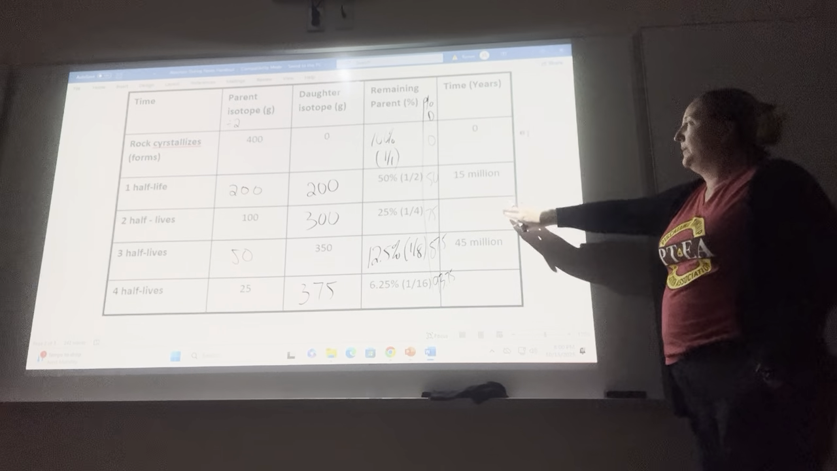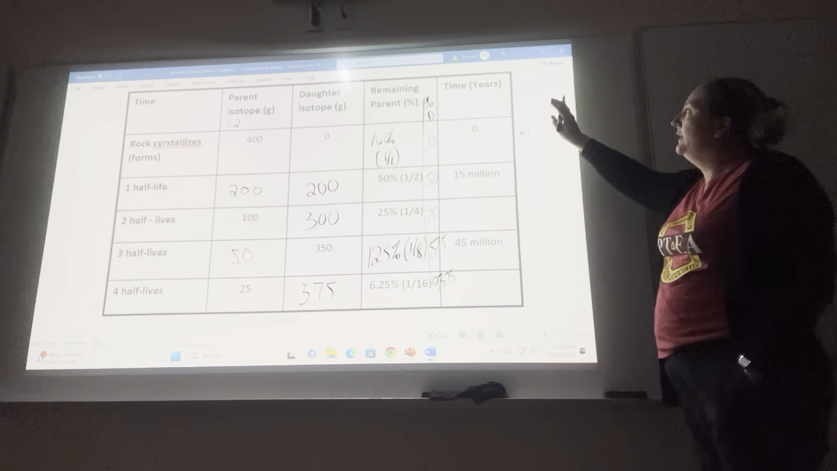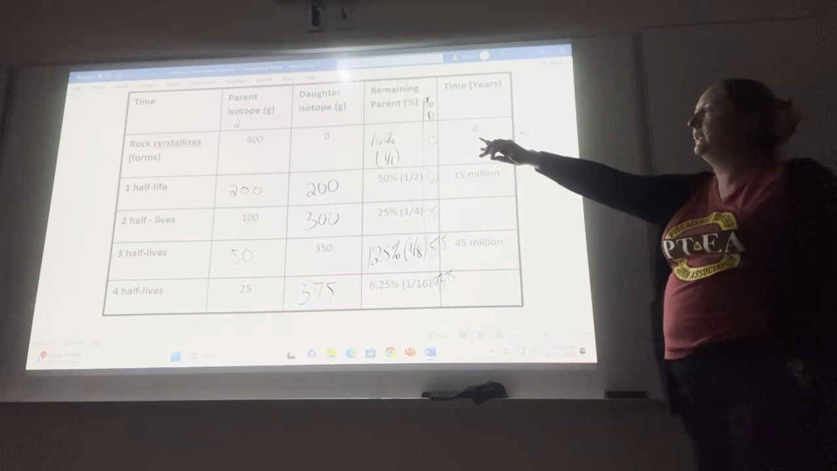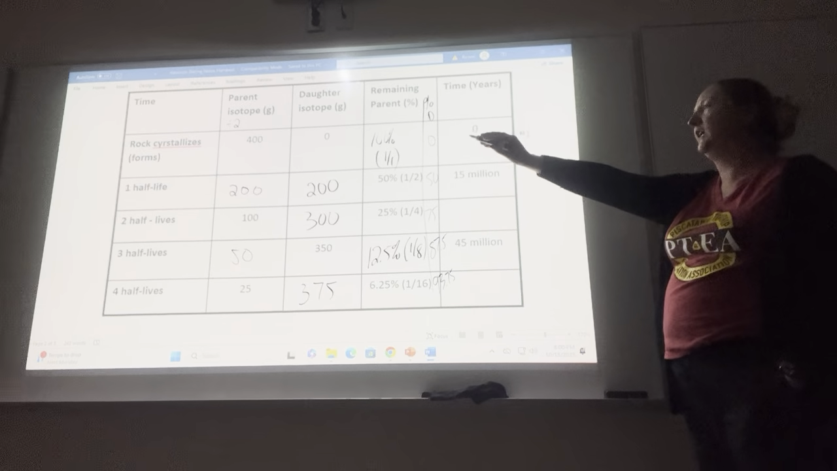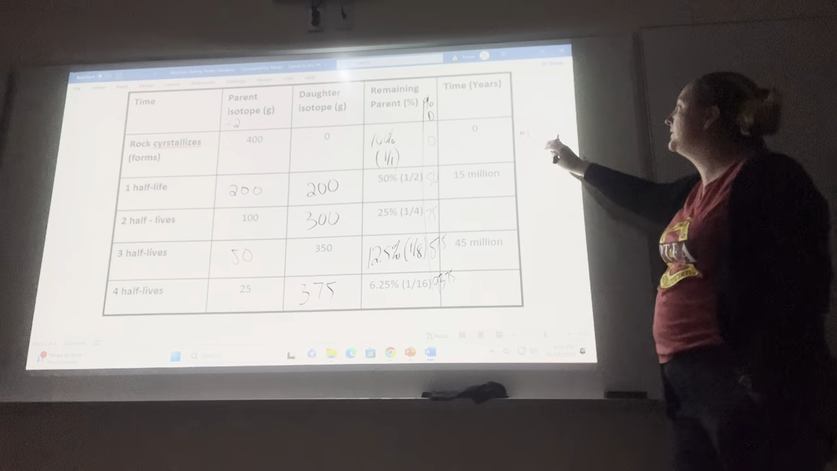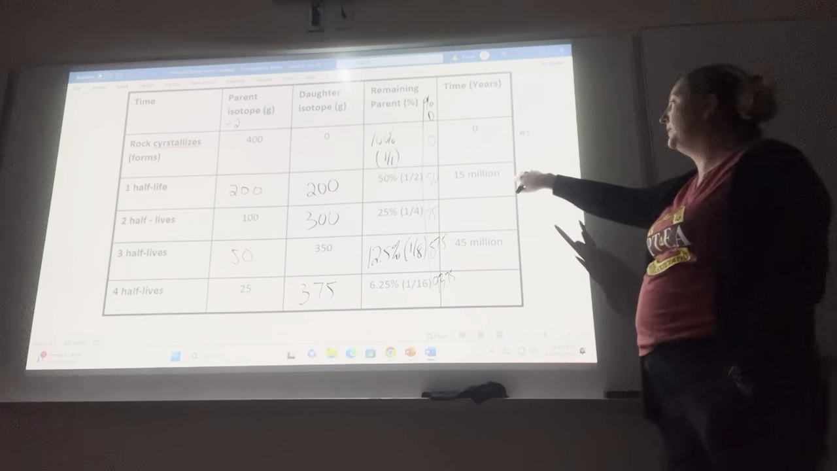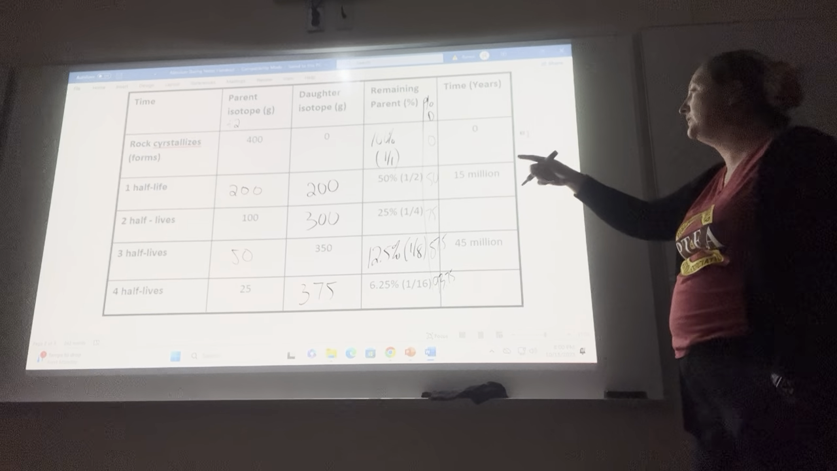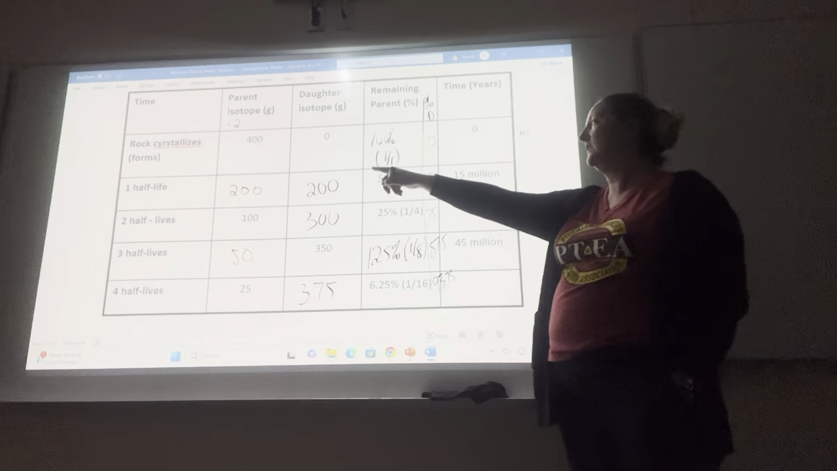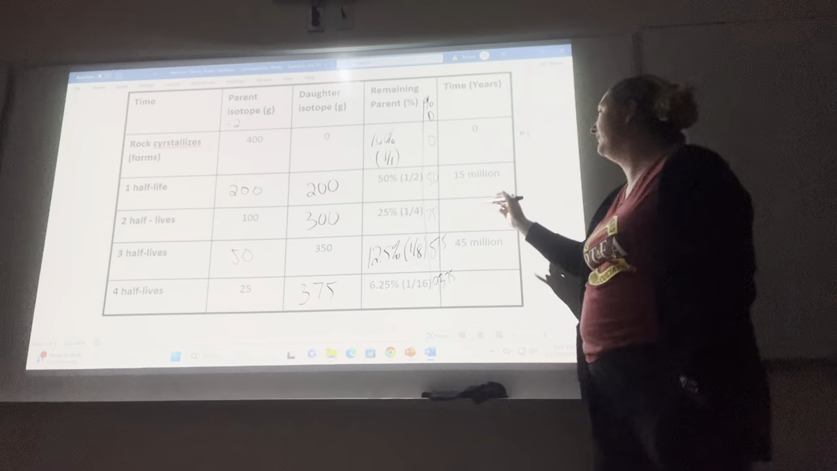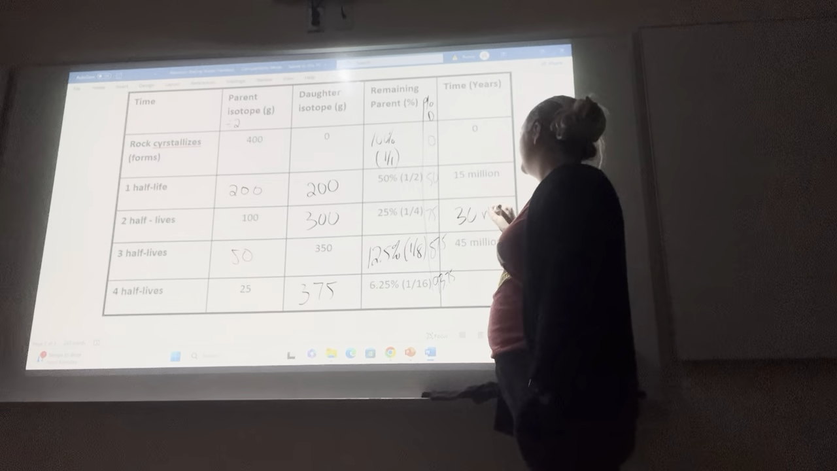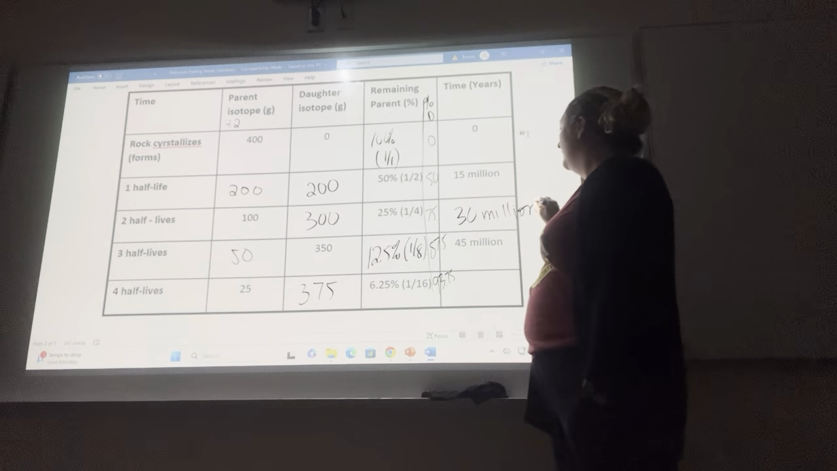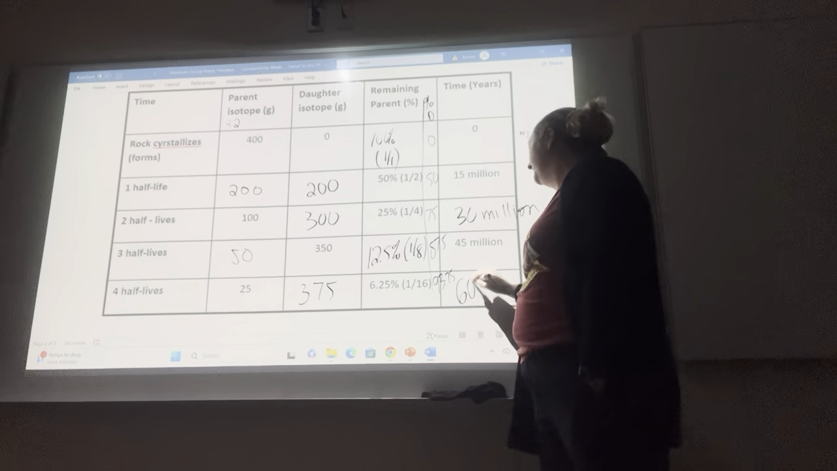Then lastly, we have our time in years. So time here is shown in a different unit than it is in the beginning. Over there, we're showing time in half-life. Here, we're showing time in years. In this case, it tells us how much time there is in 1 half-life, 15 million years. So for 2 half-lives, we would just have to take 2 times the length of 1 half-life to give us 30 million years, 45 million, 60 million.